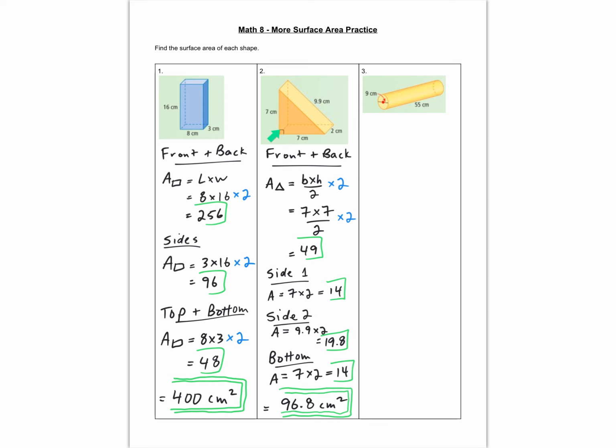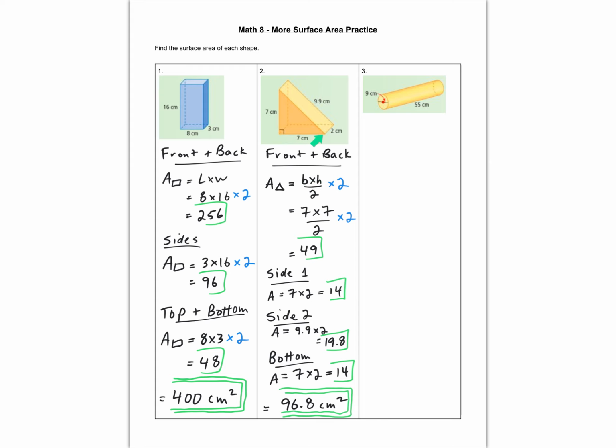So horizontal, vertical, right? I put base and height here, but again, these words get switched around and like, well, which one's the base? What happens if I look at it this way? Don't get hung up on which one's the base, which one's the height, okay? As long as you're multiplying horizontal by vertical, you're good to go.